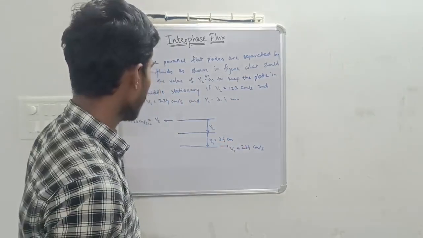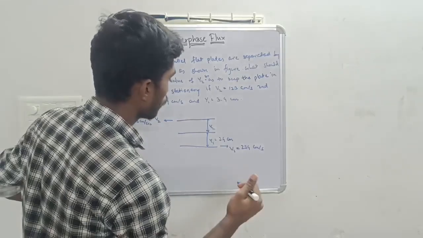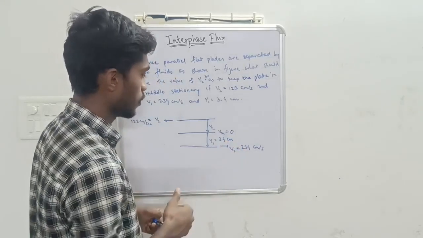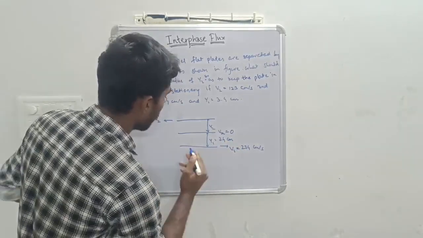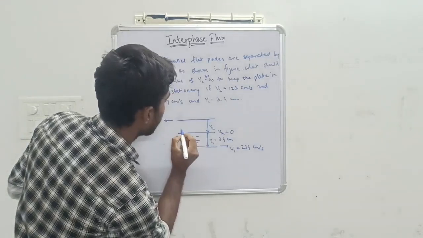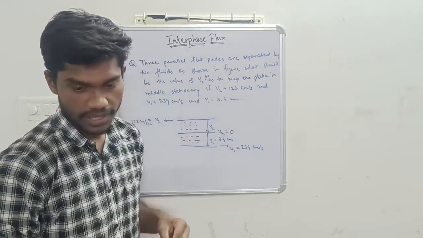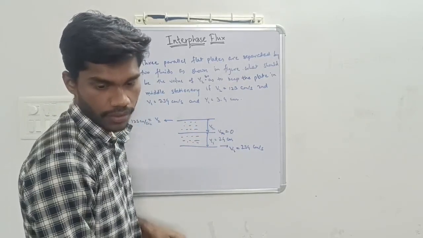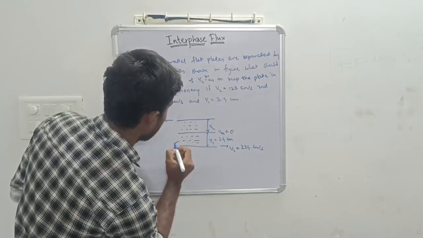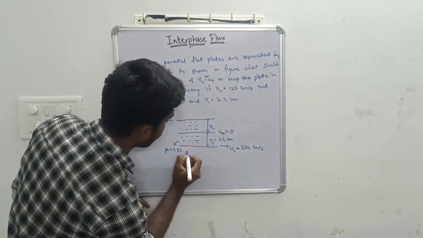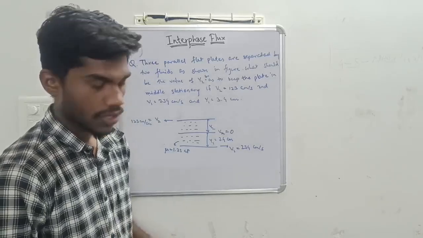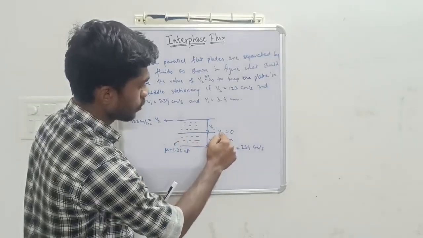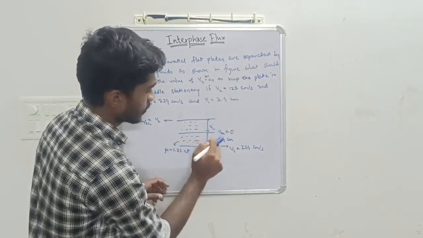So we have 3 plates and we have to keep this middle plate stationary. Means it is not moving, so its velocity will be 0, and there will be fluid here with viscosity mu equals 1.23 centipoise. So we have to calculate this Y2 distance so as to keep this center plate stationary.